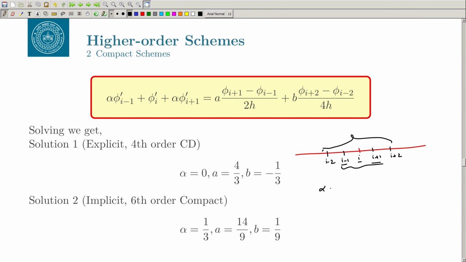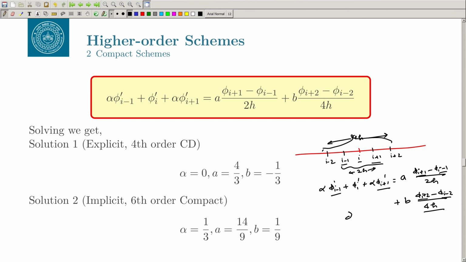So, that will become alpha phi I minus 1 prime plus phi I prime plus alpha phi I plus 1 prime equals, now we will have 2 unknowns. One we will call A, times phi I plus 1 minus phi I minus 1 by 2h, and you can quickly recognize why I am using 2, and then you will have B times phi I plus 2 minus phi I minus 2 by 4h, right, because when you are using I minus 1 and I plus 1, the distance between them is 2h and this is basically 4h. So, that will anyway come out. Then what you need to do is use the Taylor series expansion for all these points I plus 1, I minus 1, I plus 2, I minus 2, phi prime I minus 1 and phi prime I plus 1.